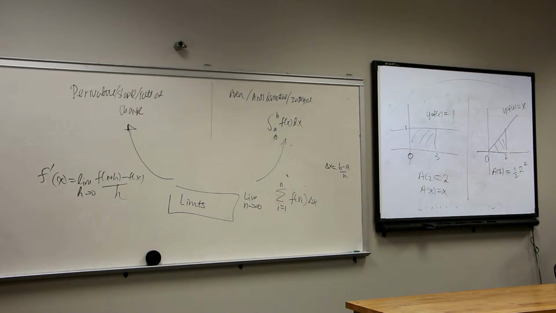Let's try another one. How about 5? 5 will be the base. What will be the height? 5. So you say half 5 squared. Give me another number. This is the other function.